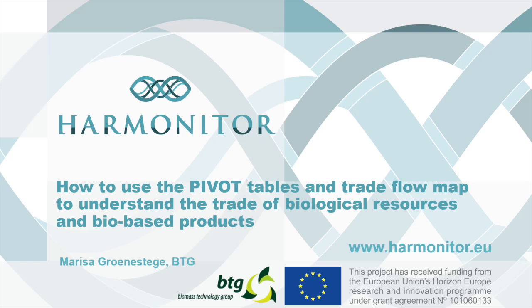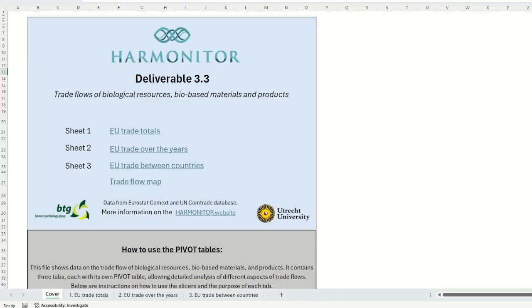Welcome to this instructional video on how to use the Harmonitor pivot tables and trade flow tool for analyzing the trade of biological resources and bio-based products and materials. In this video, we'll guide you through each tab of the Excel file and show you how to effectively use the slices to explore trade data.